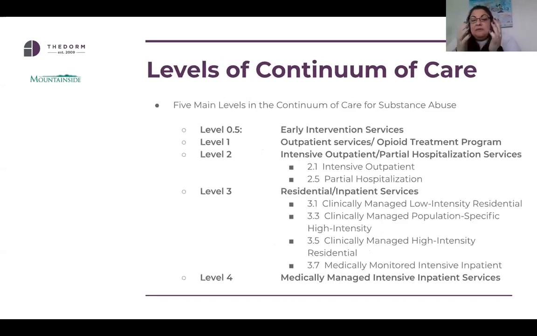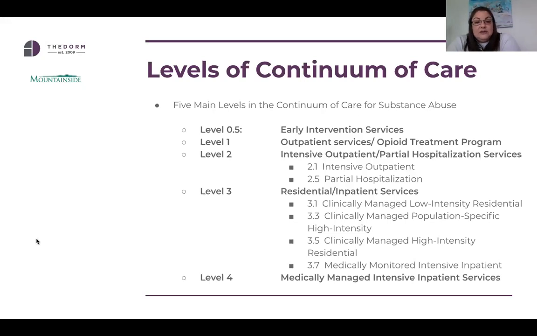As I said before, ASAM has really clearly defined levels of care in the continuum. There are 5 main levels. Some have subsets. Level 0.5 is, I don't know why they didn't start at level 1, it doesn't make any sense to me, but level 0.5 is early intervention services. Level 1 is outpatient services, so individual therapy, as well as opioid treatment programs and maybe group therapy. Level 2 is subdivided into 2 subsets. 2.1 is intensive outpatient, which generally goes for a minimum of 9 hours a week. And 2.5 is partial hospitalization, which is generally a minimum of 20 hours per week.